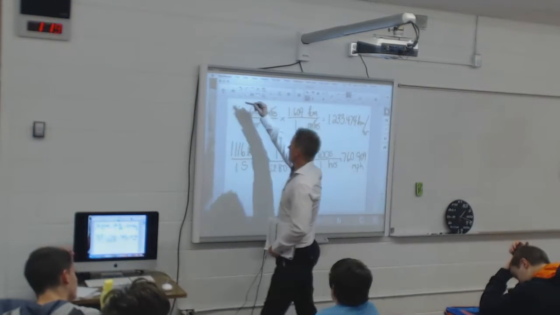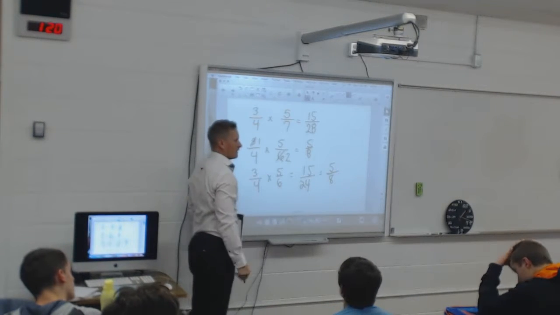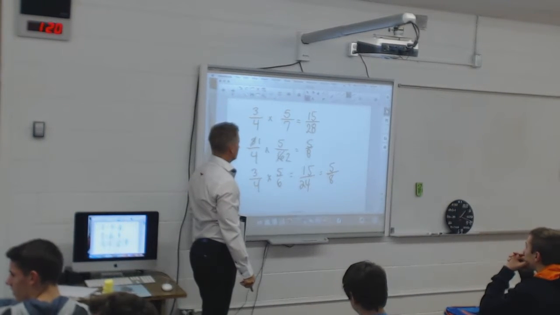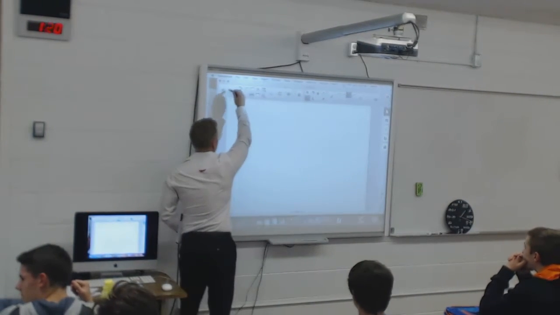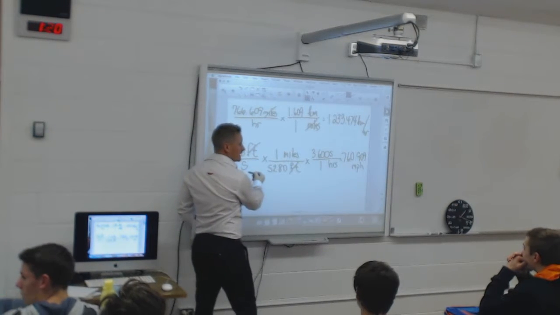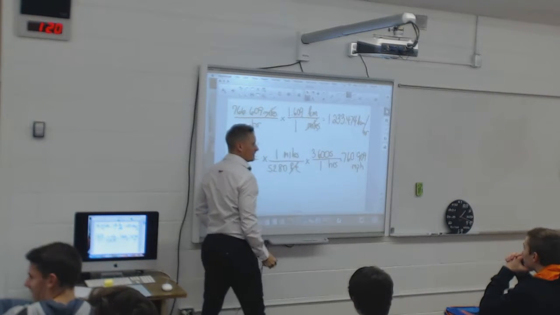Well, what did you do here? Doesn't the 3,600 go underneath? Why would it go underneath? Because that's where the seconds was. Yeah, so I have the seconds units down here, so I need to cancel them out. So I have to put the seconds units up there then.